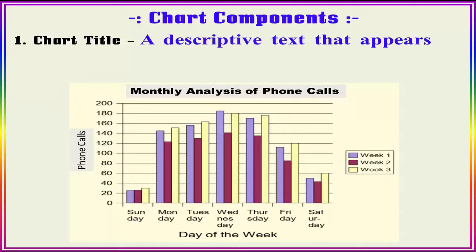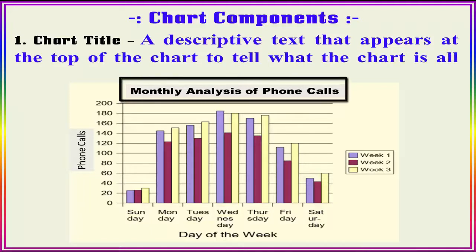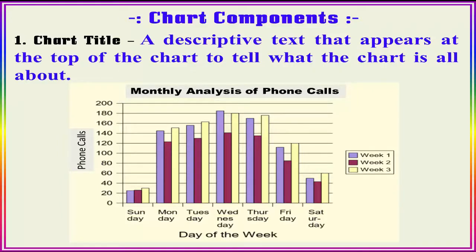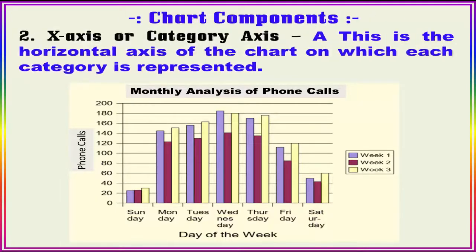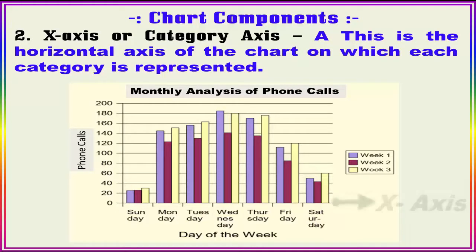It is a descriptive text that appears at the top of the chart and tells what the chart is all about. In short, the name given to the chart by the author or creator, which shows the purpose of the chart, is called the chart title. The second one is the x-axis. It is also known as the category axis. This is the horizontal axis of the chart on which each category is represented.